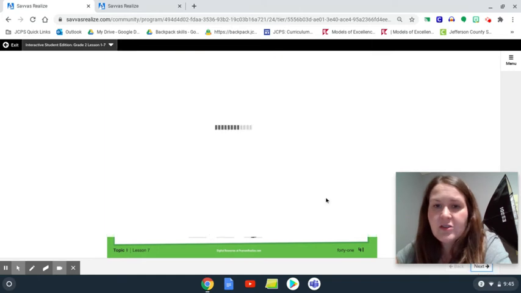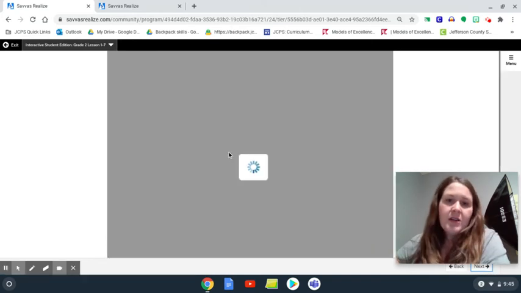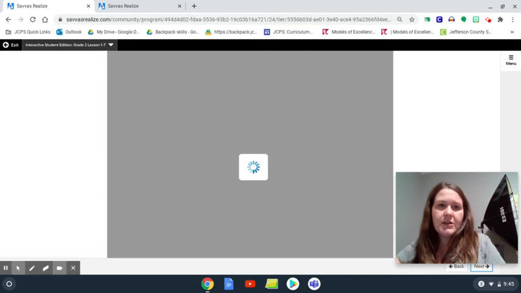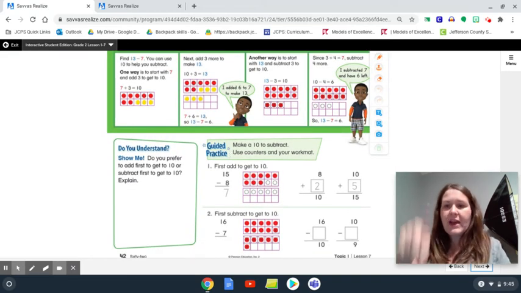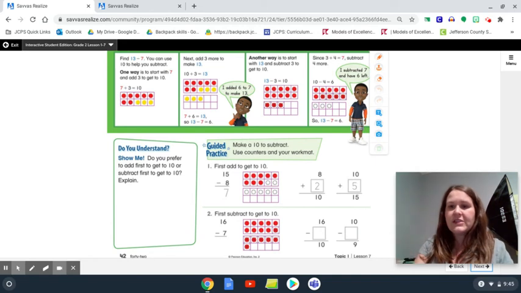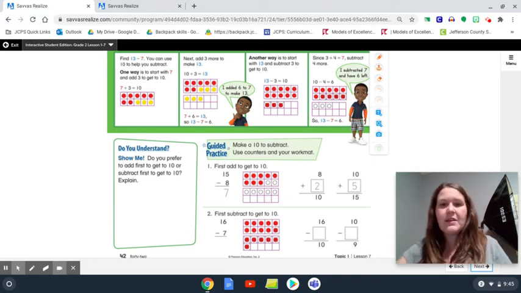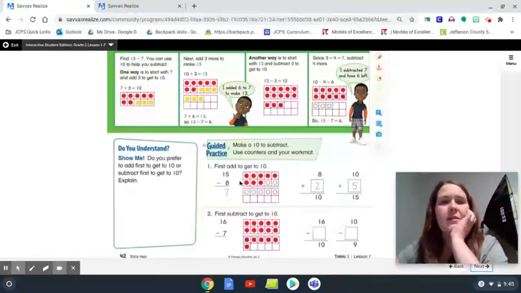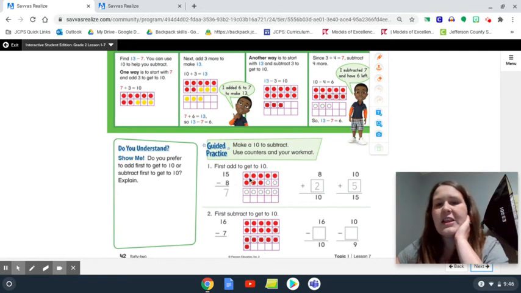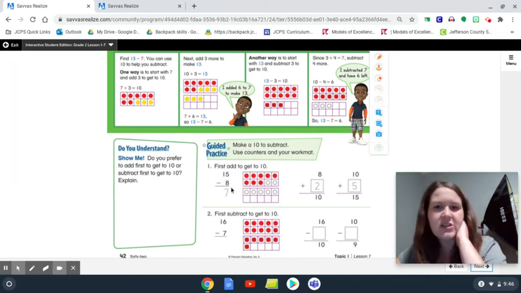All right, so let's go to the next page. All right, so here we've got our problems going up and down. We know they can go up and down, or they can go side to side. Same thing. And they said first add to get to 10. So they started out with, let's see how many counters. Where our equation says 15 minus 8 equals 7. They went ahead and gave us the answer.